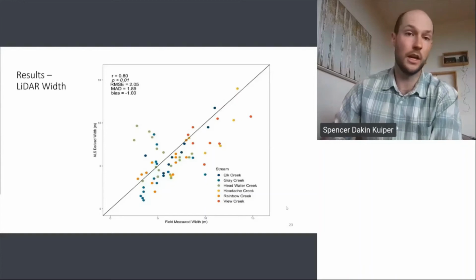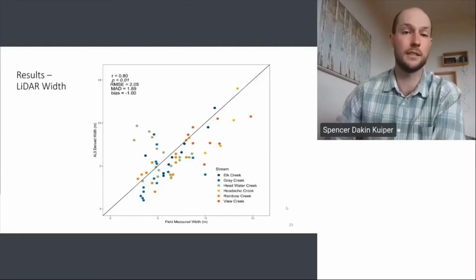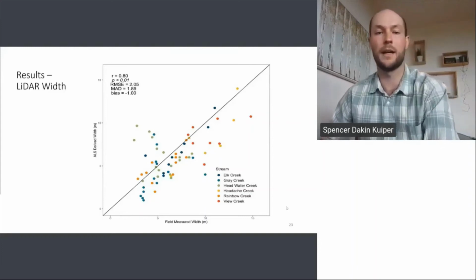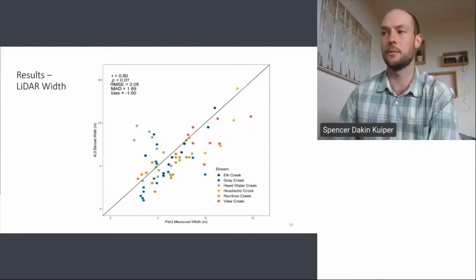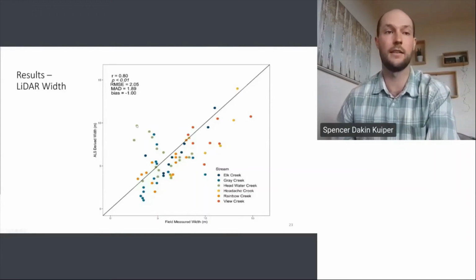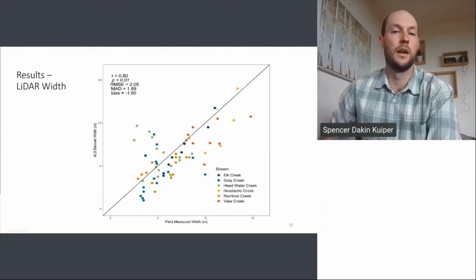In general, we had quite a bit of success measuring width on these small streams. We had a bias of about -1. So generally we underpredicted, with a bit of over prediction in Headwater Creek, mainly from the steepness of it and a high canopy cover. This method works better when you have a wider range of widths, so streams that have very narrow sections and very wide sections seem to work better.